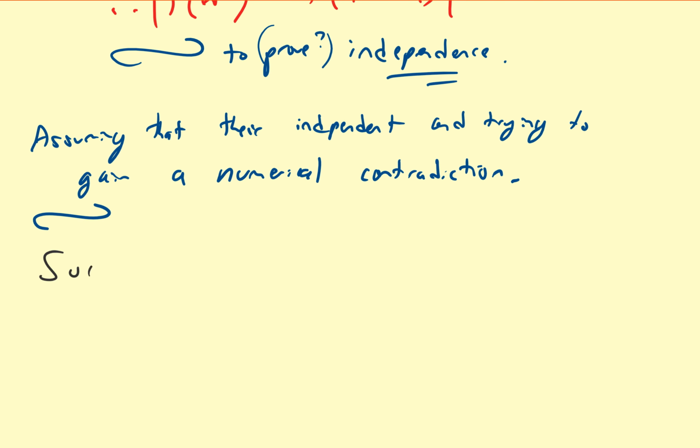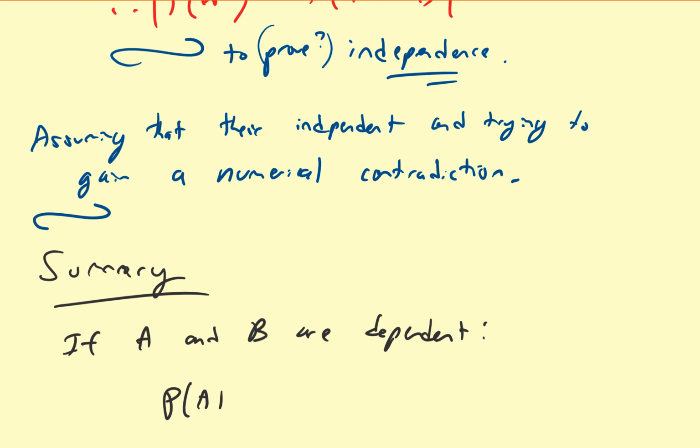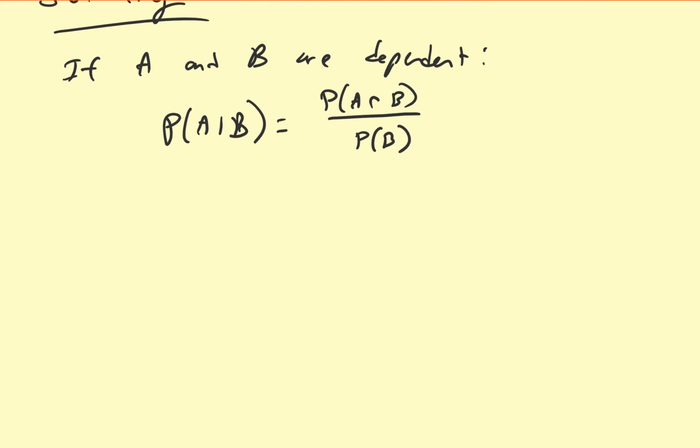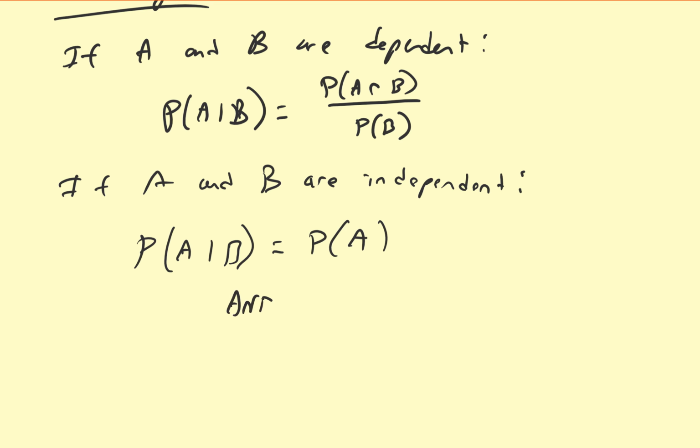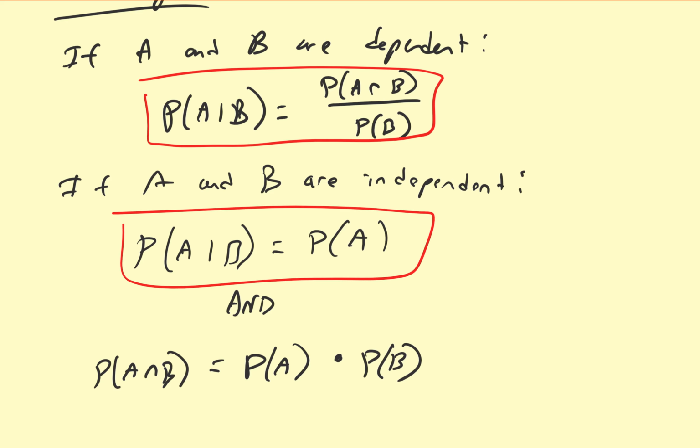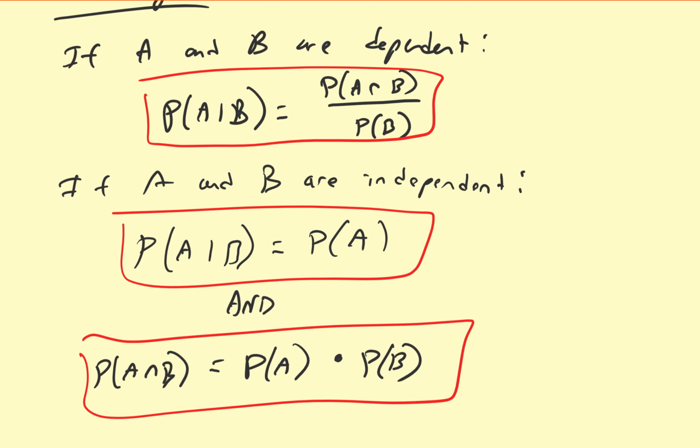So let us summarize what we've talked about here. Overall, if A and B are dependent, then the probability of A given B is equal to the probability of A intersection B over the probability of B. And if A and B are independent, then the probability of A given B is just equal to the probability of A, and the probability of A intersection B is equal to the probability of A times the probability of B. So these three formulas are the most useful of them all when you're dealing with dependence and independence of events. And that's pretty much a summary of conditional probability.